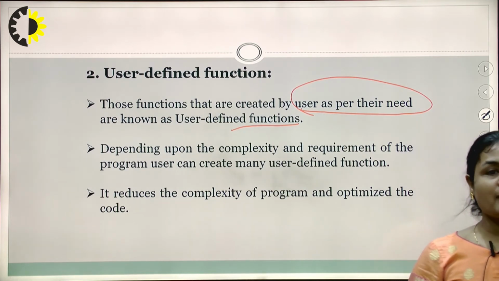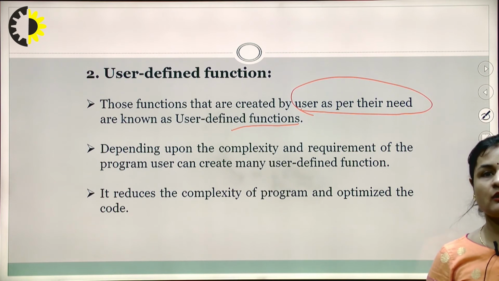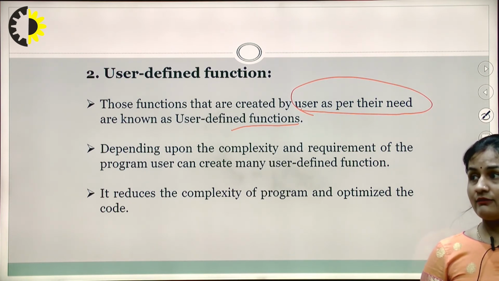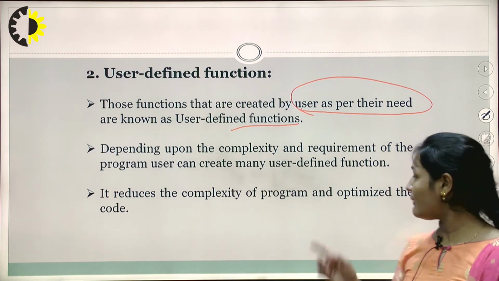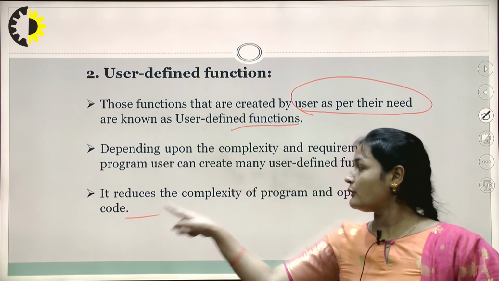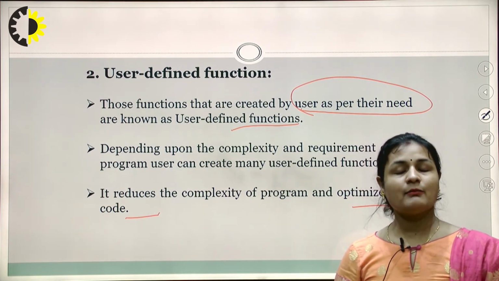Depending upon the complexity and requirement of the program, the user can create many user defined functions. This means there is no restriction on creating functions. We can create multiple functions. There is no restriction that we can only create one or two functions. We can create 4, 5, 10, any number of functions, depending upon the complexity of our program. It reduces the complexity of the program, optimizes the code, and makes the program simple.